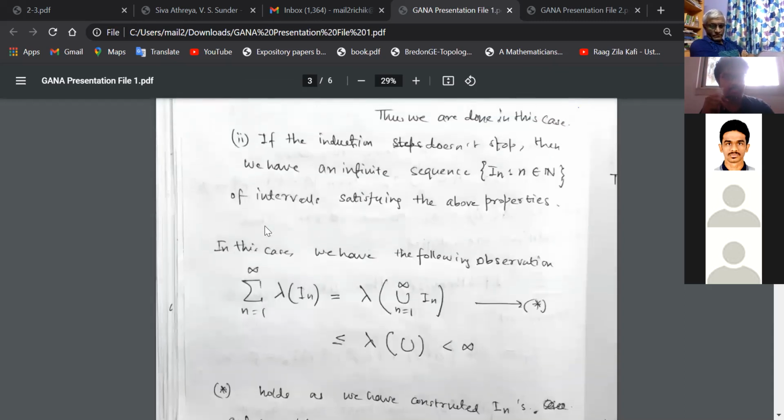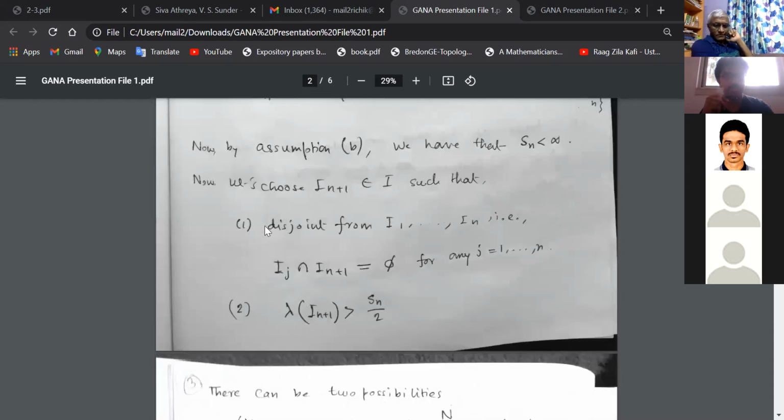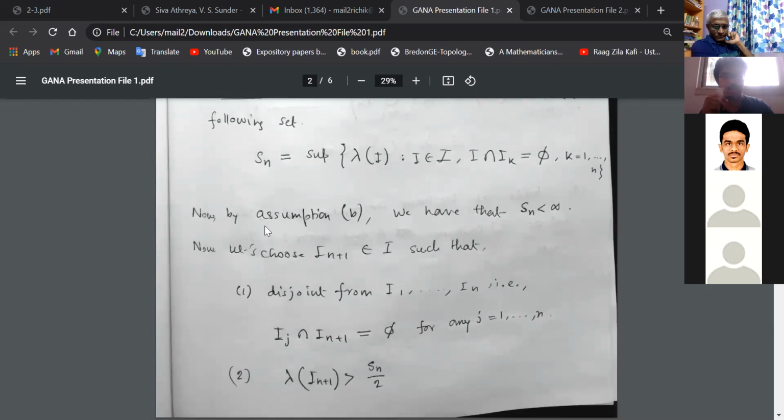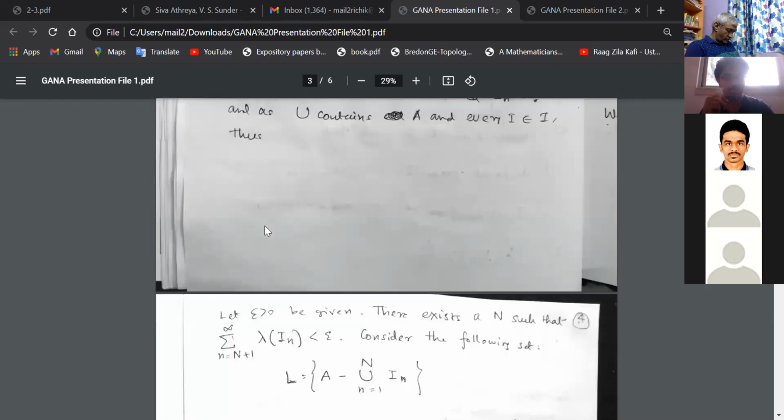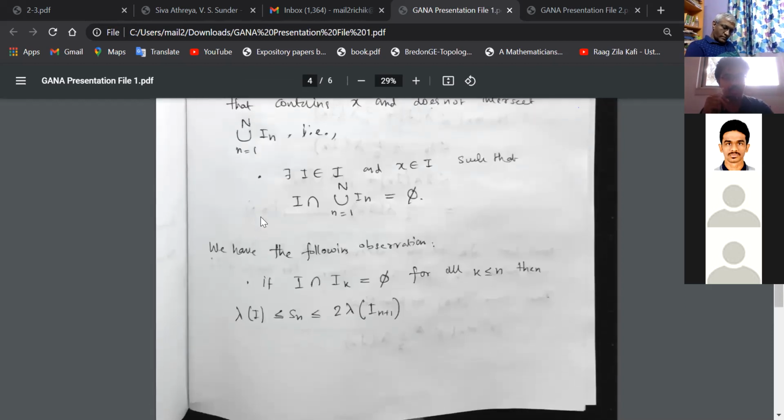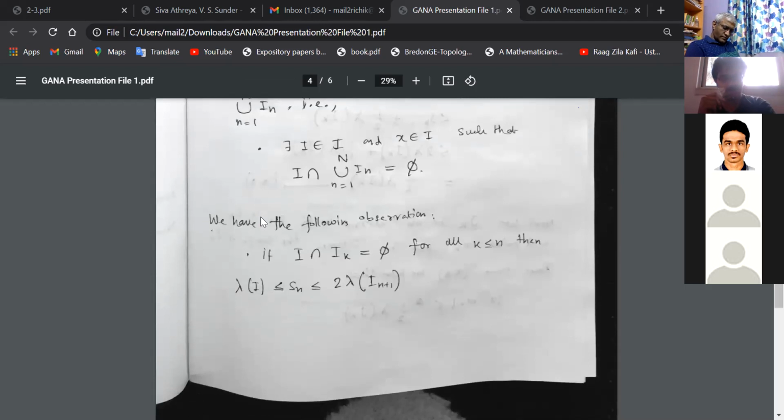Now let us observe what Sn was. Sn was the supremum of lambda of all such I belonging to script I such that I intersection Ik is empty. So of course this is valid because Sn is the supremum and I belongs to that collection. I is an element, so the supremum will always be greater than or equal to any element, by definition. So any lambda of I will be less than or equal to Sn, which is less than or equal to 2 lambda of I_{n+1}.